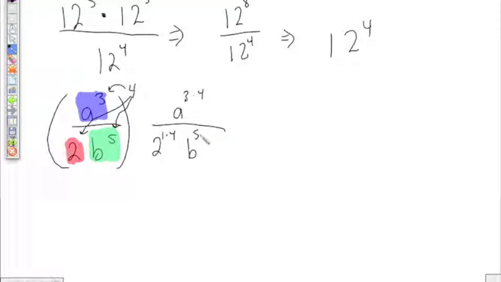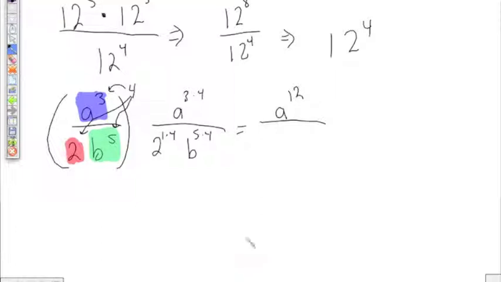It simplifies, so you do 2 times 4. 2 to the power 4. 8. So Garrett, what do I have left on the top? A to the third and fourth power. Third times fourth power. So 3 times 4 is 12.